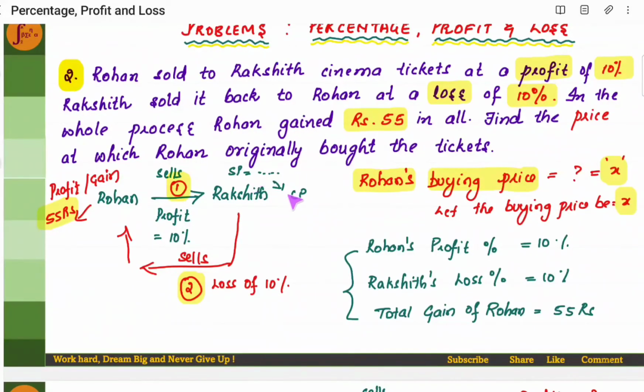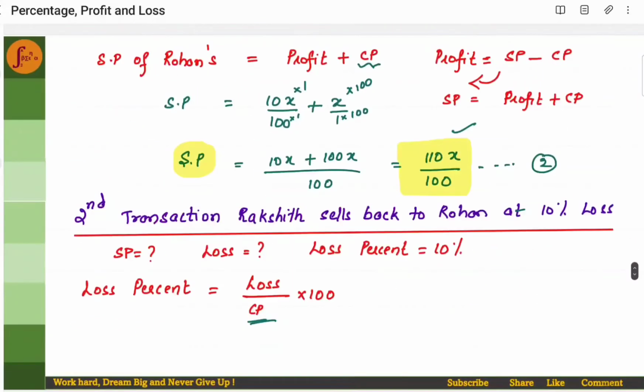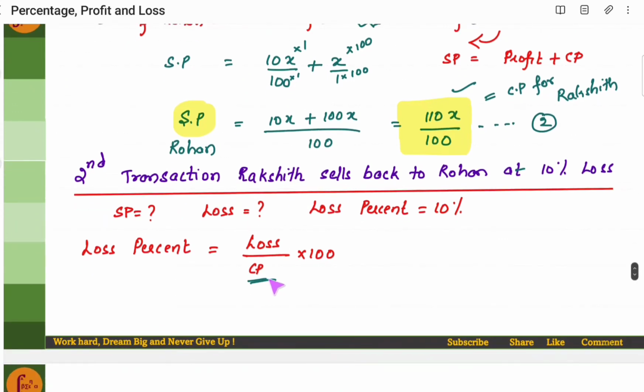The selling price becomes the cost price for Rakshith because Rakshith is buying at this particular price. So this price actually is cost price for Rakshith. This price is selling price for Rohan. Selling price for Rohan is cost price or buying price for Rakshith. So therefore, instead of cost price, we can write this selling price.